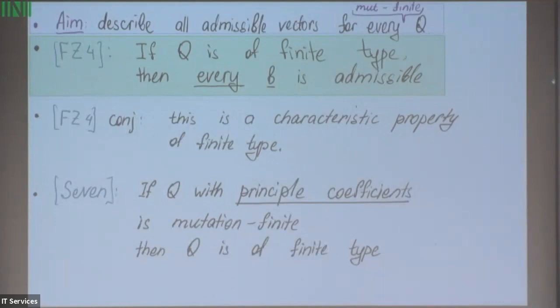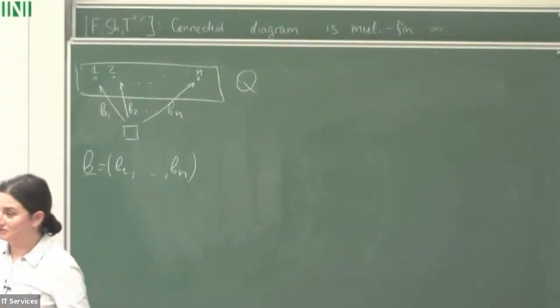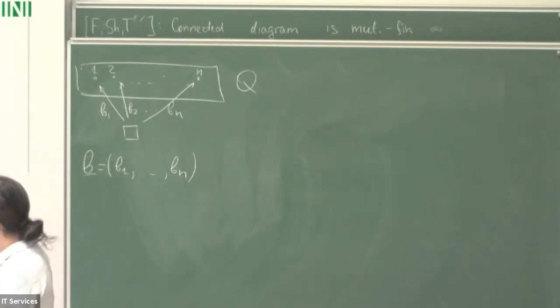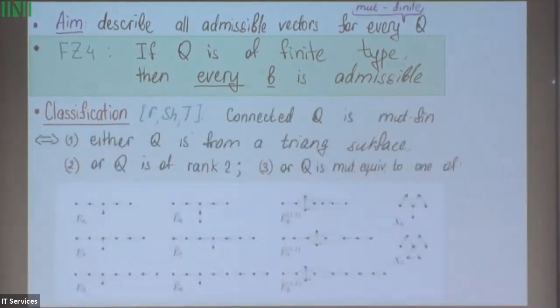And this also shows that when we leave finite type, we need to do something. We need to find some conditions or to do some work. And to do this work, we will use the classification.